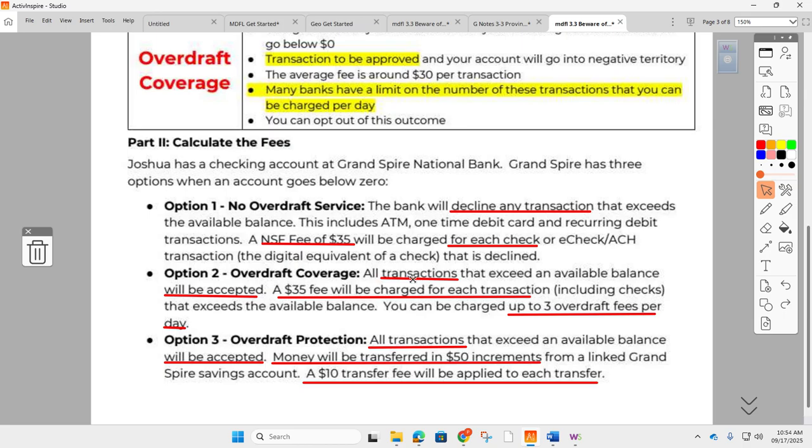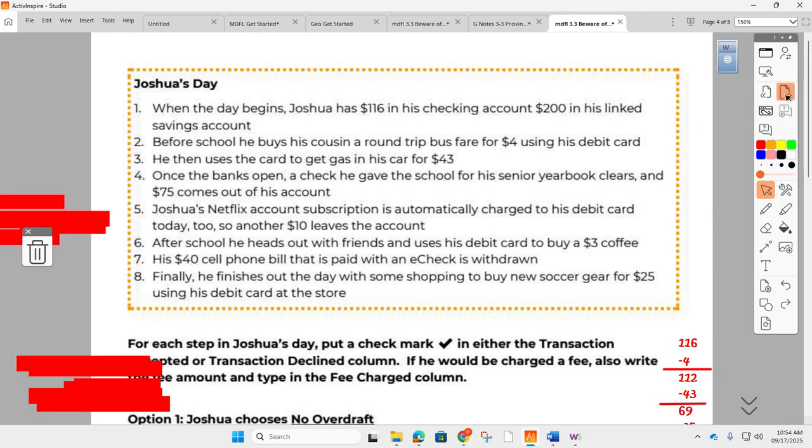They are going to pay all transactions. There will be a $35 charge for each transaction, but they'll only charge that, I say only, I'm using air quotes there, only 3 times in one day, which means he could pay $105 in one day for overdraft fees, right? Does not sound like a great coverage, but we'll see. And if you did not underline, well, we'll come back to option 3. They will pay. There is a charge up to 3 times a day. So that's what we need to know.